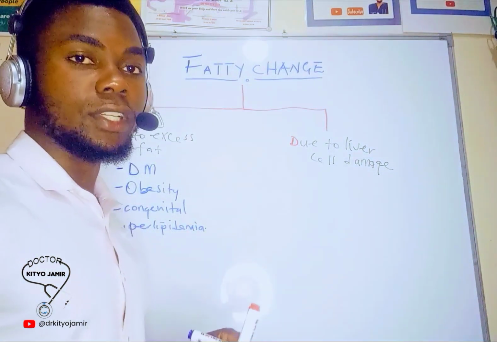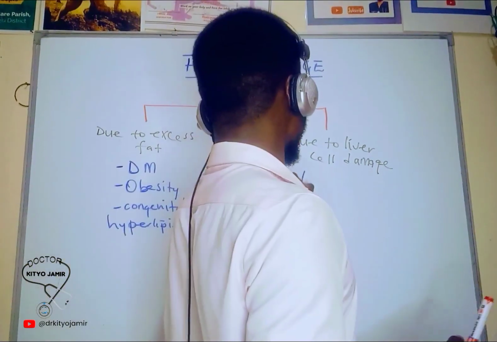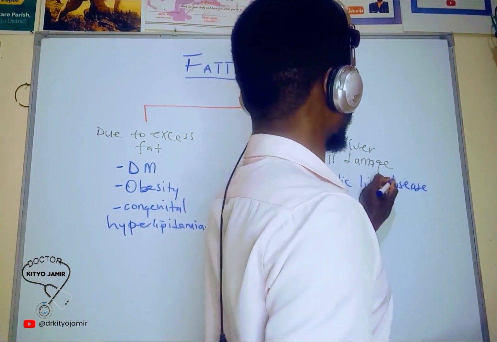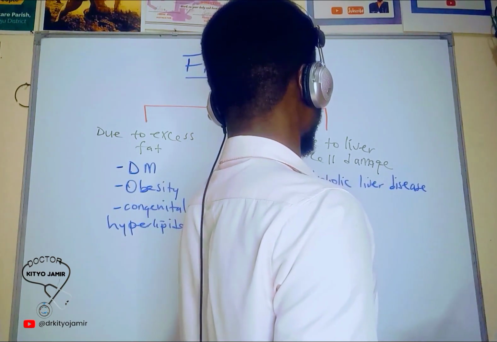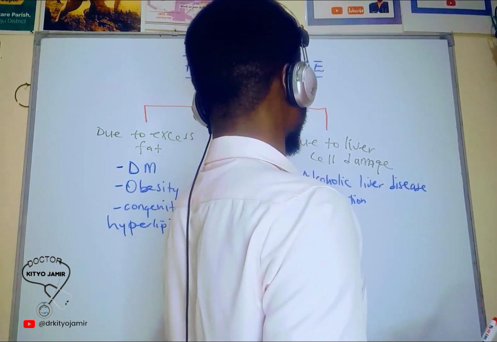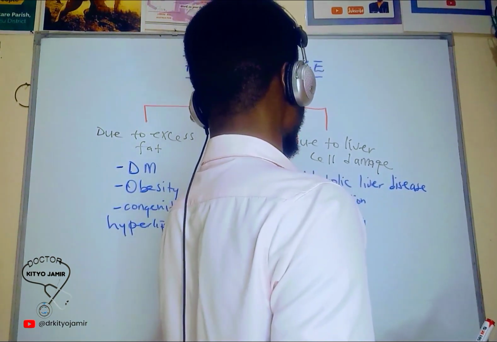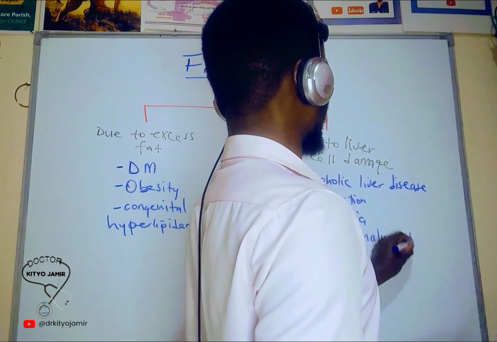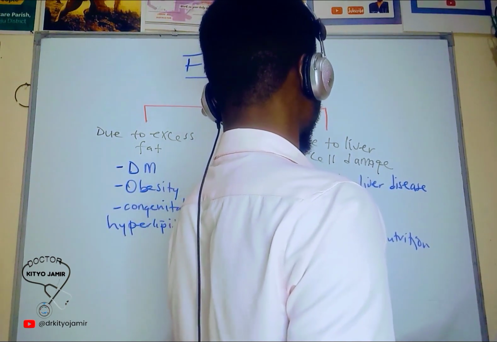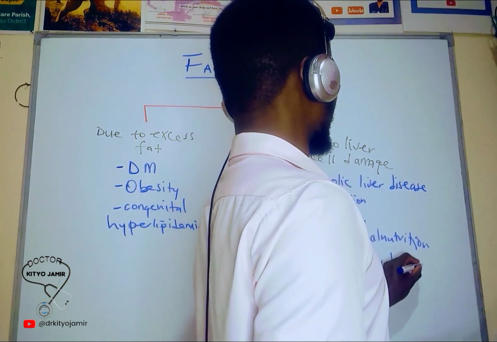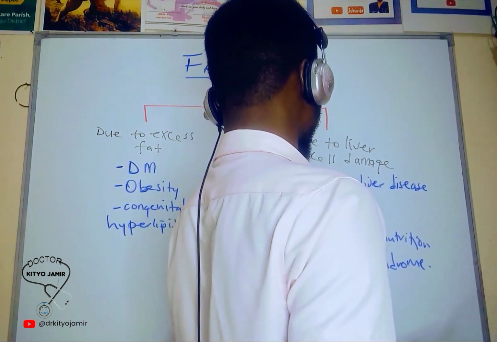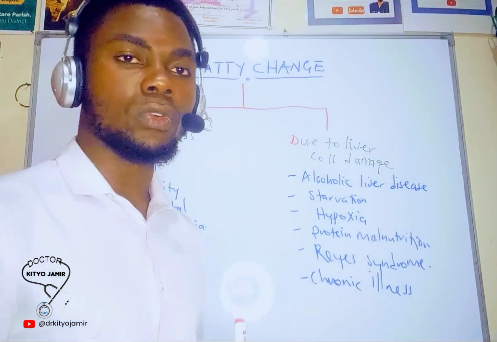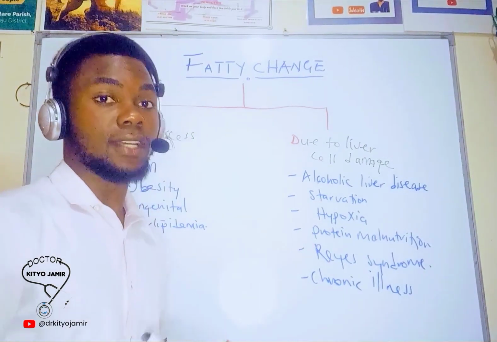Then, on the other hand, of conditions due to liver cell damage, we are going to have alcoholic liver disease, we are going to have starvation, we are going to have hypoxia, we are going to have protein malnutrition, we are going to have Reye's syndrome, we are going to have chronic illnesses. So all of these are going to constitute what we refer to as fatty liver or steatosis.